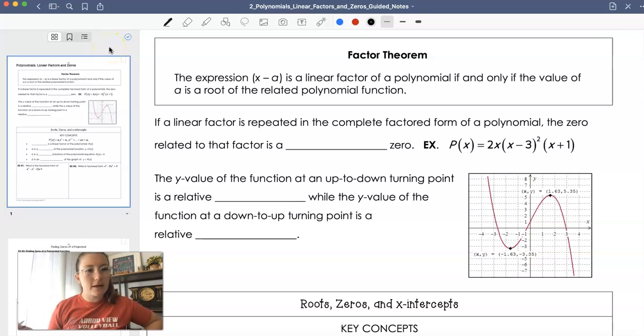Good morning, everybody. So this is going to be our notes for 5.2. We're going to be talking about polynomials, linear factors, and zeros. Okay, so we're going to go ahead and get started with the factor theorem.